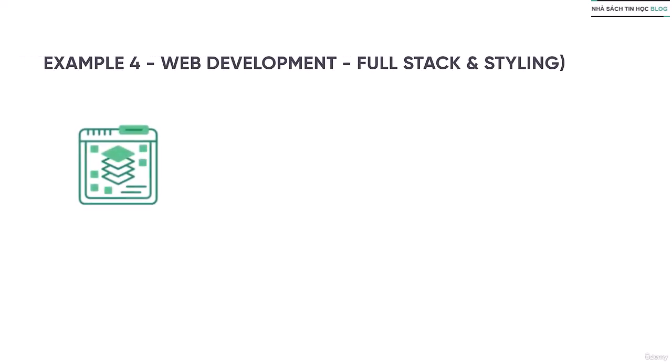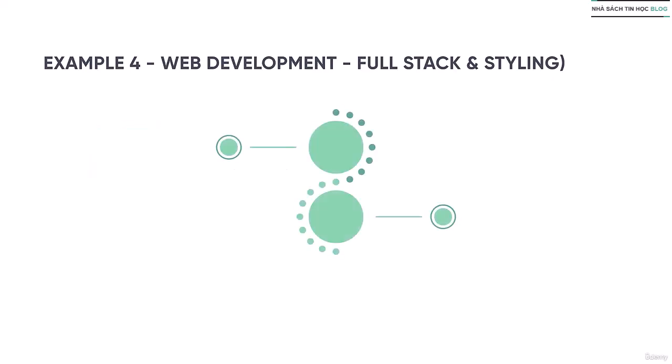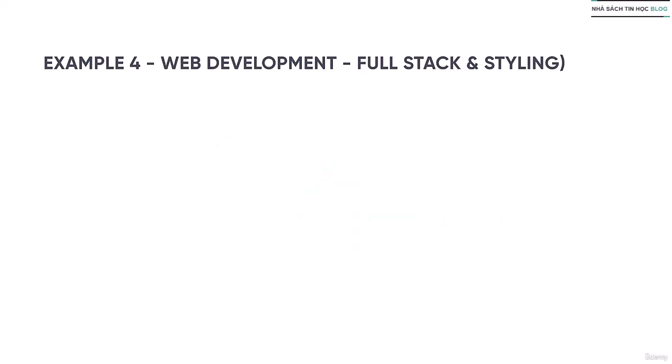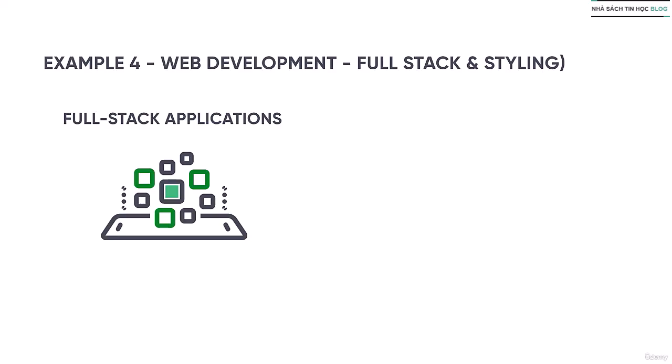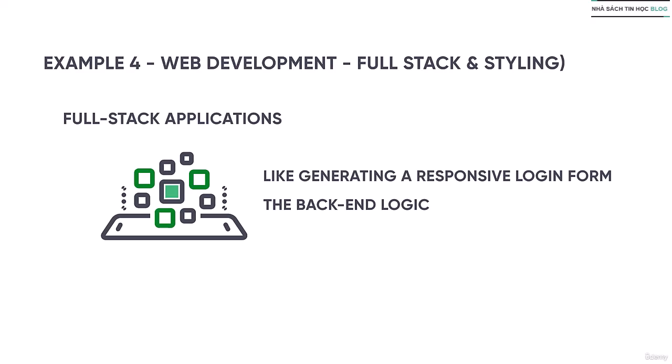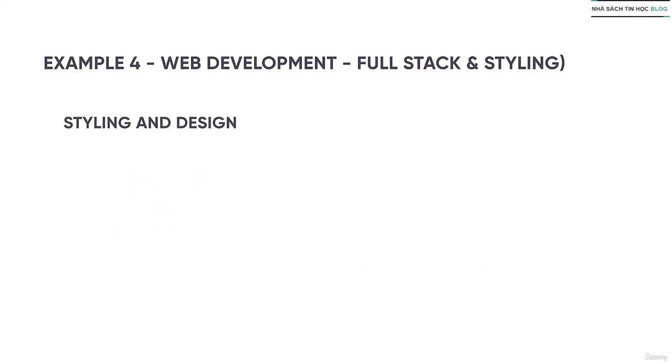Another example is web development. Web development, encompassing both front-end and back-end, is a powerhouse of AI assistance. We see two main applications here. First, full-stack applications. AI tools are capable of handling both the front-end UI components, like generating a responsive login form with specific input fields, and the backend logic as well, including setting up MongoDB schemas and all the necessary CRUD routes. Second, styling and design.